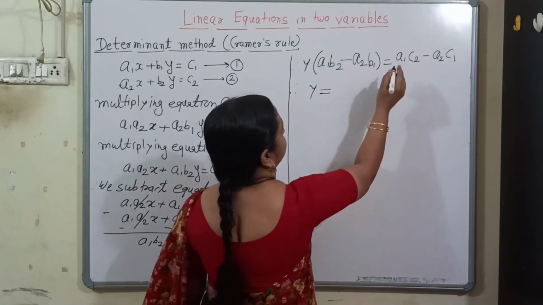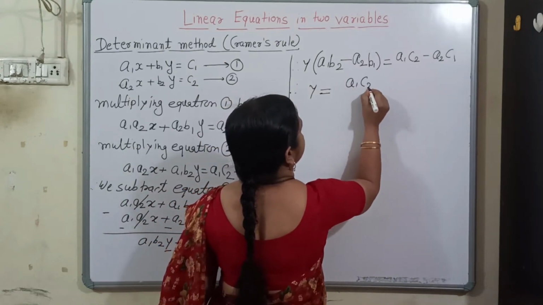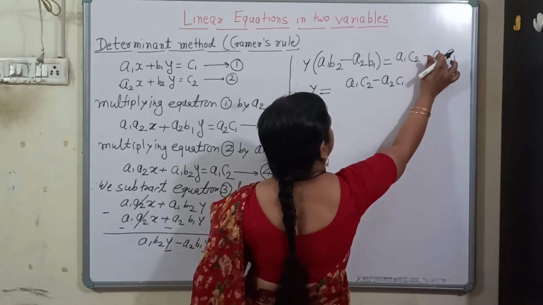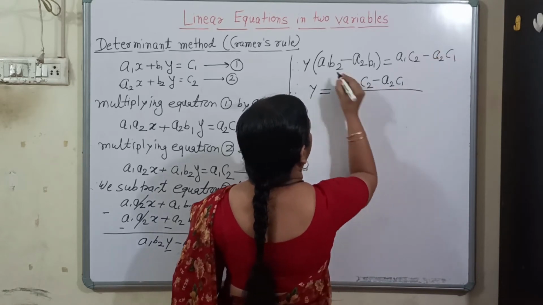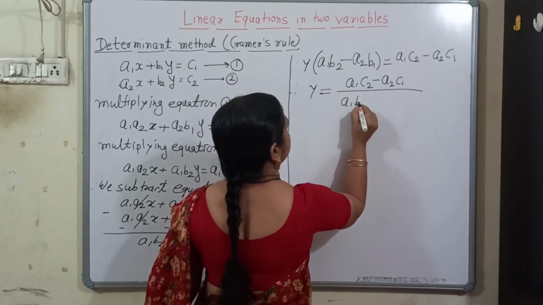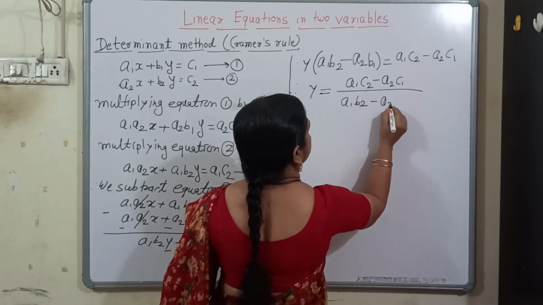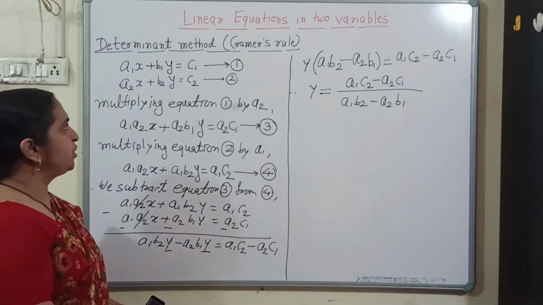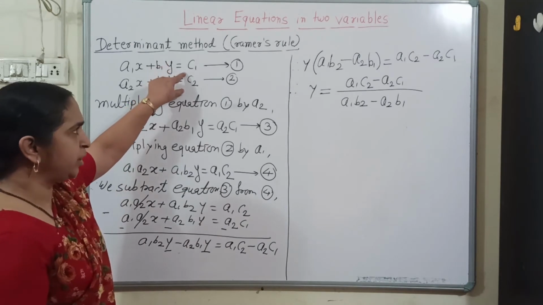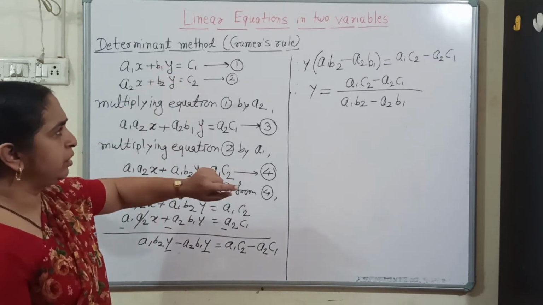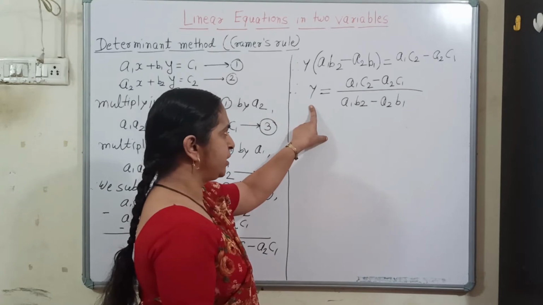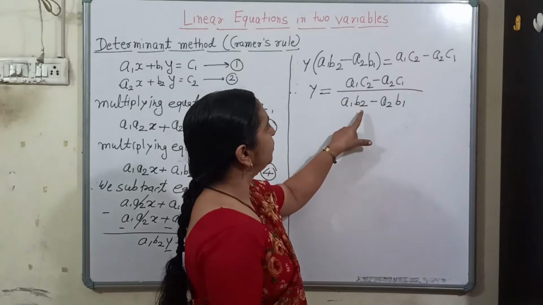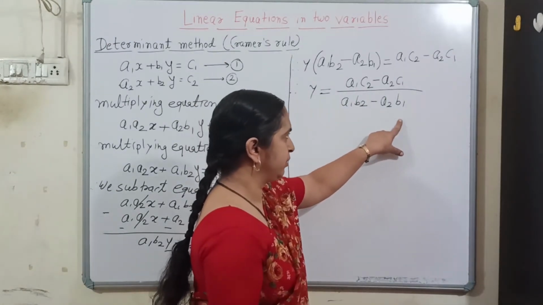Therefore y is equal to a1 c2 minus a2 c1 divided by a1 b2 minus a2 b1. If we solve these two equations simultaneously for x and y, here we get the value of y as a1 c2 minus a2 c1 upon a1 b2 minus a2 b1.